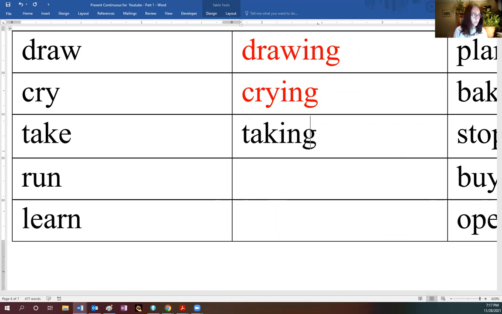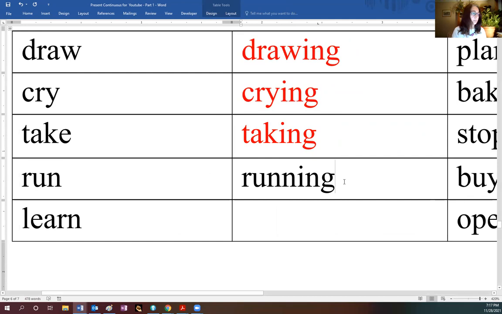Taking, ing. There you go, no more E. Drop the E. Okay, good. If you did it like this, it's correct. Run, you have a consonant, you have a vowel, you have a consonant. So you have to double the last N. Running.